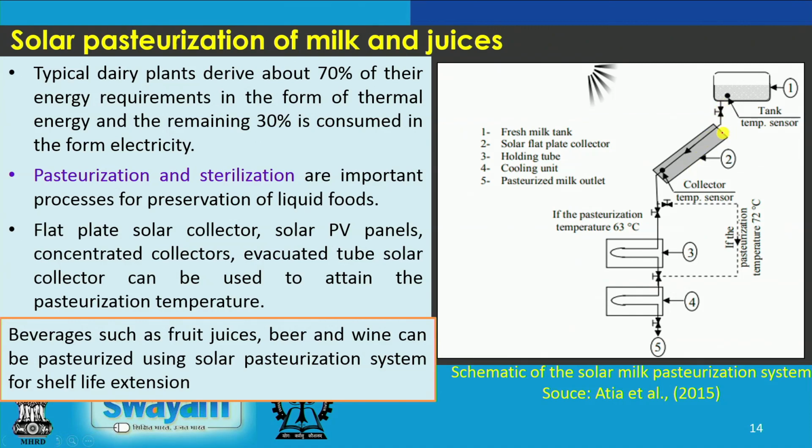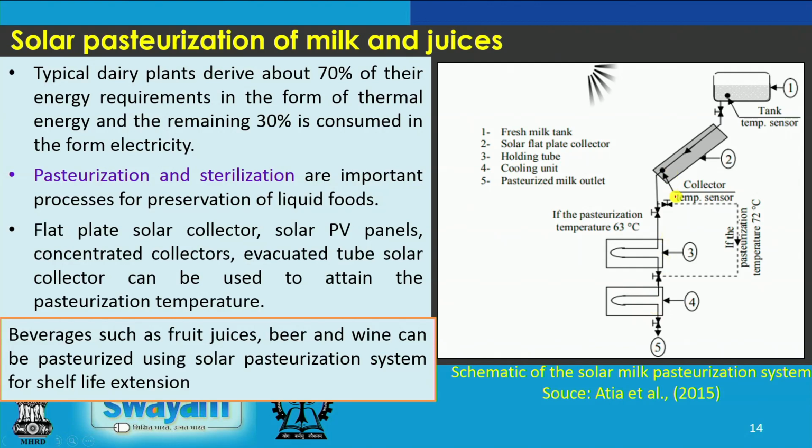During passage through the collector, the flow rate is maintained very accurately, so that sufficient exposure time is given to the milk to get the necessary heat. After coming out of the collector, if the pasteurization temperature is not reached, or it is around 60 to 63 degrees centigrade, then the milk goes to a holding tube where it is kept for another 30 minutes, and then passed to the cooling unit.